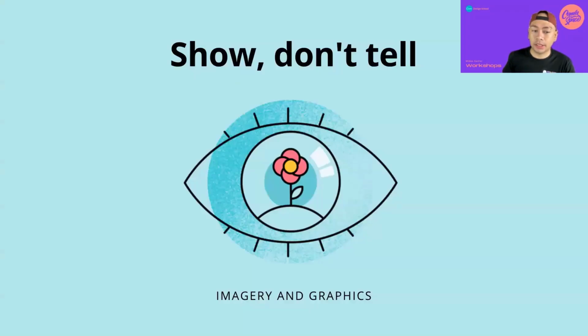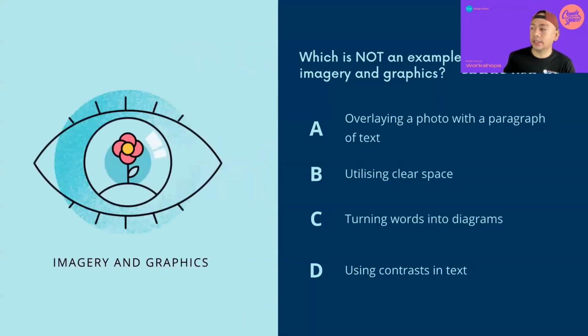Now, on to the next factor in creating a design. We have imagery and graphics. Now, type in your answer again. Which is not an example of proper use of imagery and graphics? A, overlaying a photo with a paragraph. B, utilizing clear space. C, turning words into diagrams. D, using contrast in text. Seeing a lot of A's. Overlaying a photo with a paragraph of text. And you guys are correct.